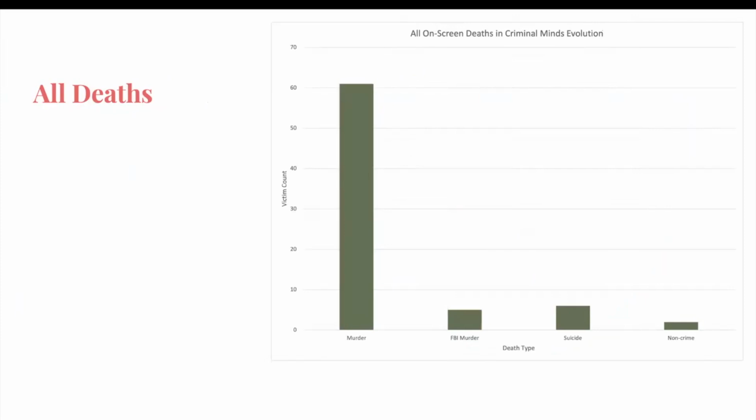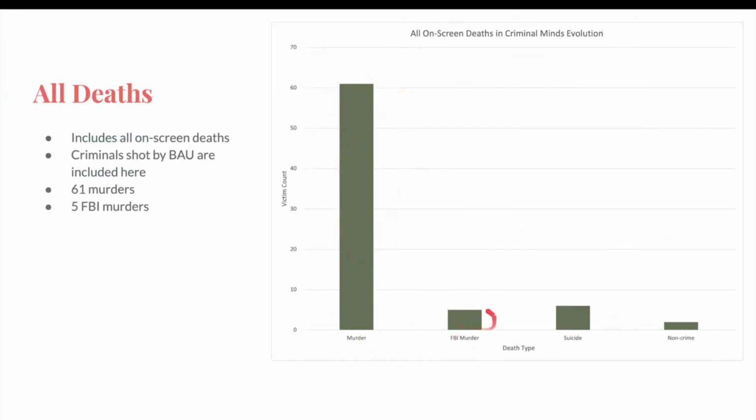Now, I did mention there are a couple on-screen deaths that aren't included in most of my graphs, so I did want to make an all on-screen deaths in Criminal Minds Evolution graph. So this graph includes anyone that we saw die, and this also includes criminals shot by the BAU. So far there have been 61 murders, 5 FBI murders, meaning that when finally finding a criminal, the FBI shot them and killed them. There were also 6 suicides, 5 of which were at the instruction of Voight or Tessa, and 1 was just a different suicide. And there are also 2 non-crime deaths.